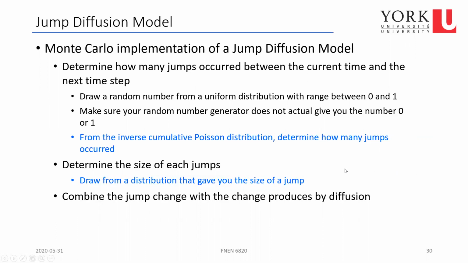So you do that for one time step, and you could do that for multiple time steps. You just do exactly the same thing for each time step, and then you generate your path. And after that, your option calculation will be exactly the same as you would have done before for a pure diffusion process.